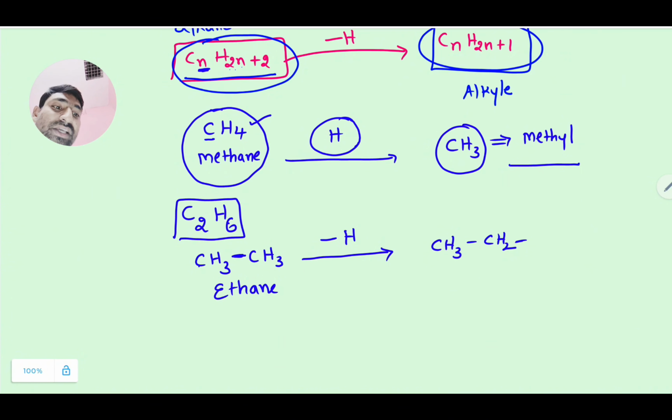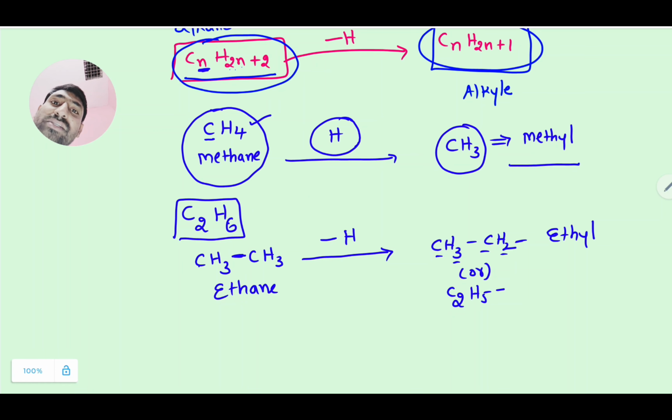If you remove one hydrogen from this, we will get CH3 bond CH2. CH3 bond CH2 is simply called ethyl. What do we have to call, guys? Ethyl. Or we can represent this one as 2 carbons, C2, and 5 hydrogens, H5: C2H5. C2H5 is also called ethyl.